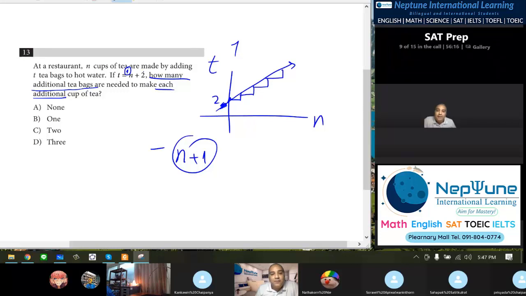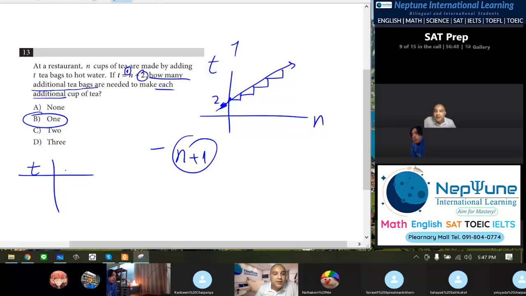Yeah. You can make a table. You can say how many additional tea bags are needed, so there's t, to make each additional cup of tea. Cup of tea, which one is t? N is t. So you can start with 1. If you put 1 here, 1 plus 2 is 3. Now you add 1 more. You want to put 2 here, yeah?